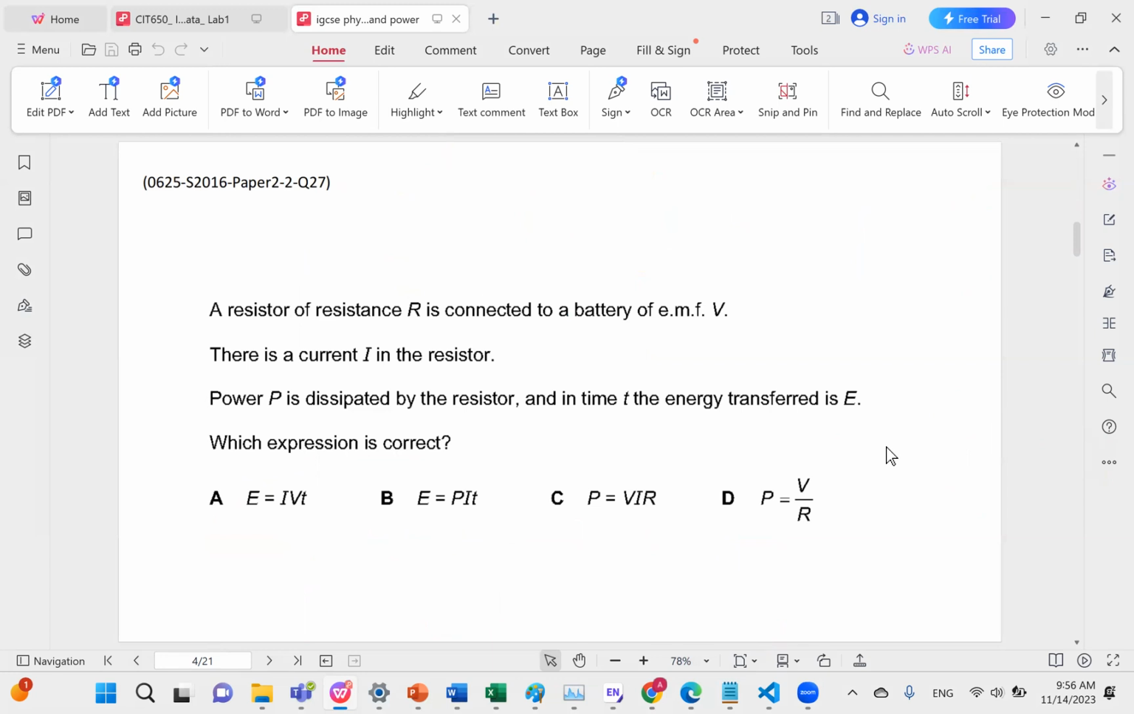A resistor of resistance R connected to a battery of EMF V. There is a current I in the resistor. Power P is dissipated by the resistor. And in time T, the energy transferred is E. Which expression is correct? So let's rewrite the two expressions that we derived at the beginning of this video. E equals QV equals I times T times V, and P equals I times V. So which one of the choices matches one of these two equations?